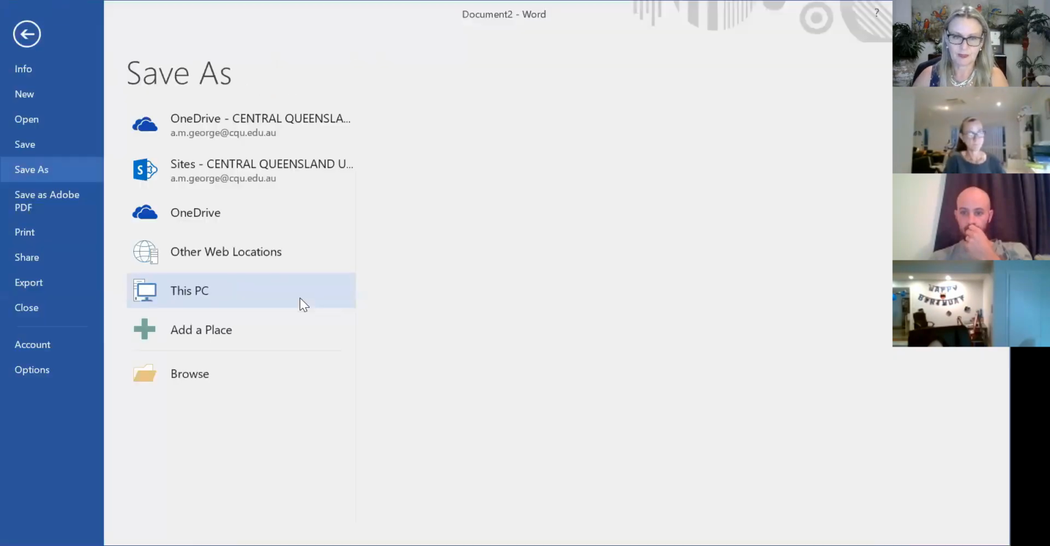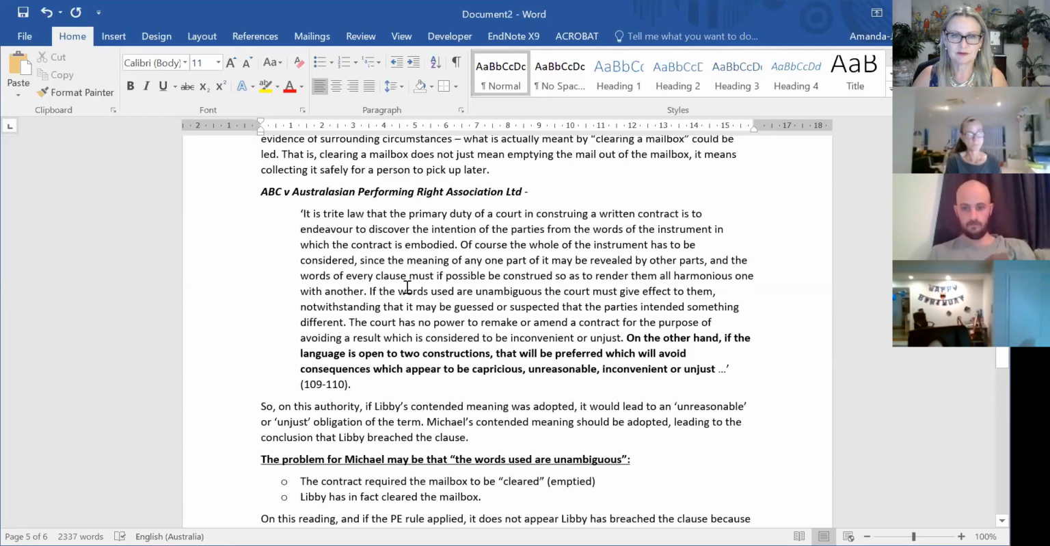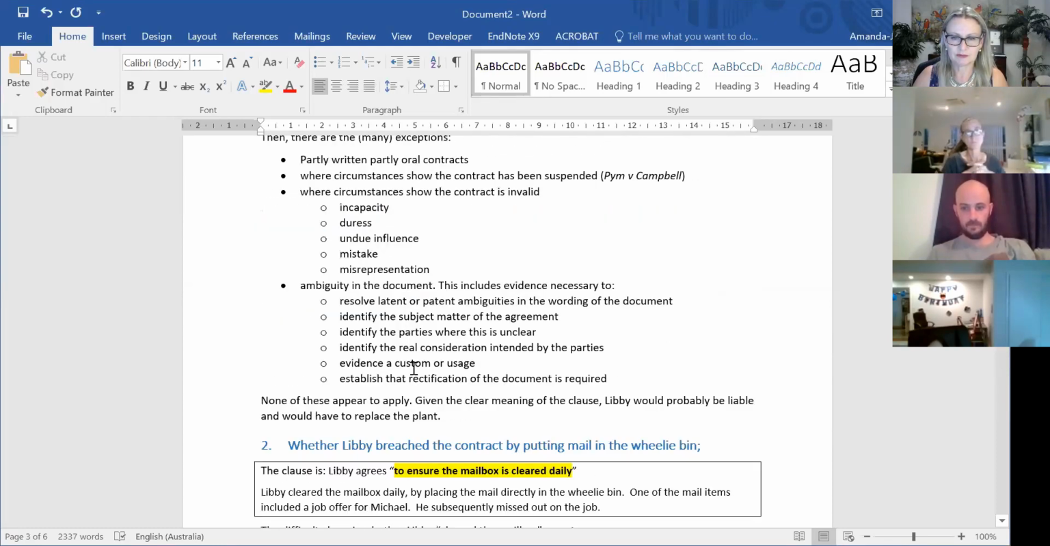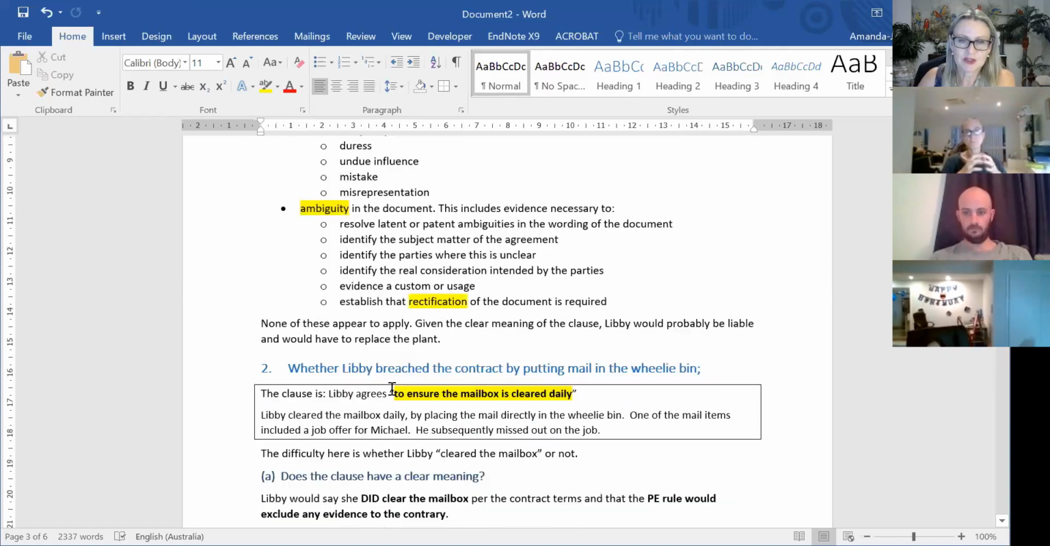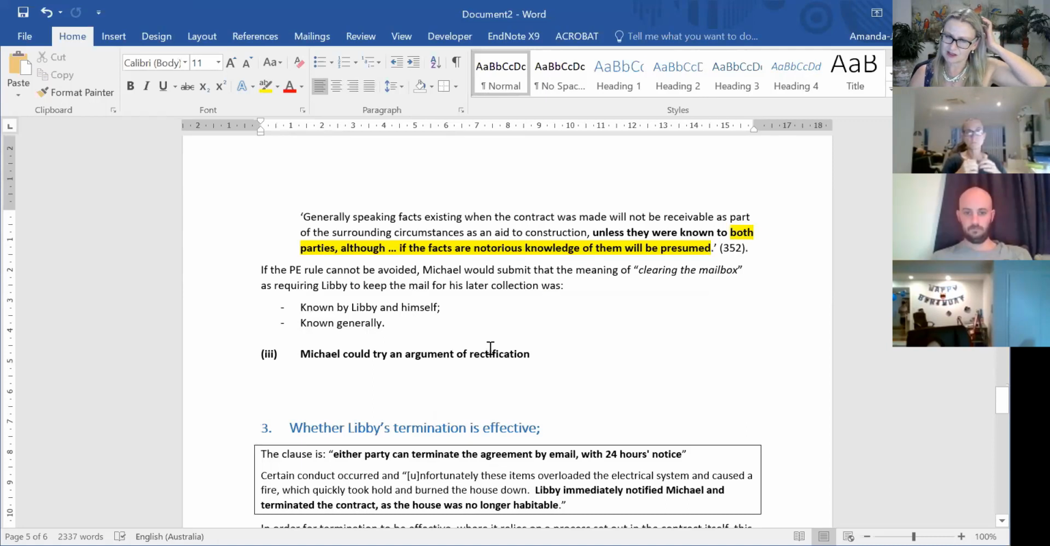Rectification is one of our potential holes in the parole evidence rule. Okay, so what is the whole notion of rectification about?